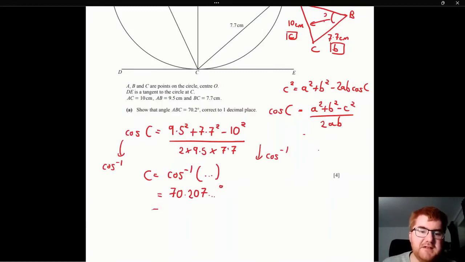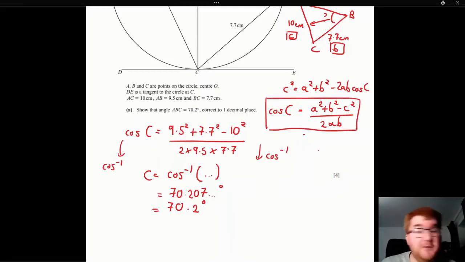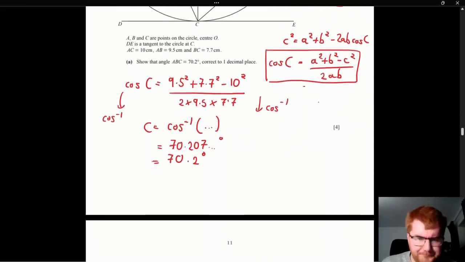Which, if we round this, gives us the answer that we're looking for. I love these show that questions, they're great. Giving you 4 marks on this is quite generous. But again, some students may have to rearrange the formula rather than knowing this formula off by heart, which for IGCSE will save you a lot of time to know off by heart.